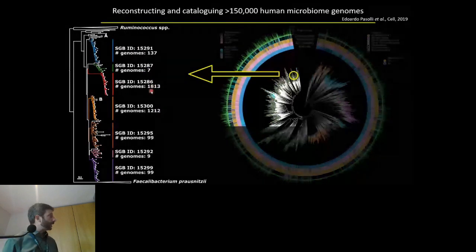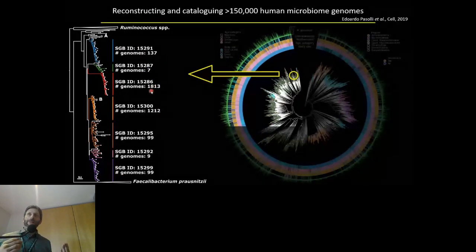For example, the red species here includes 1.8 thousand. Now we have more than 4,000 genomes of this species. This happens to be the 7th most prevalent and abundant species in our gut, and the closest genome is this guy here at more than 20% average nucleotide identity. So it's really a different species. It's probably actually a different genus as well.